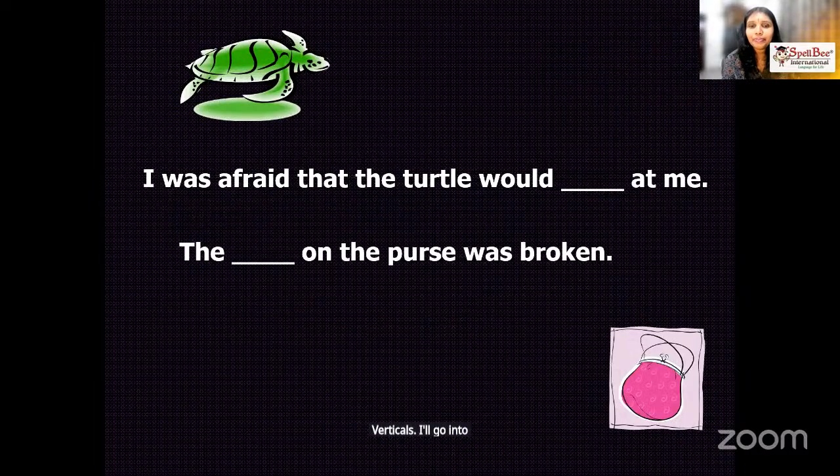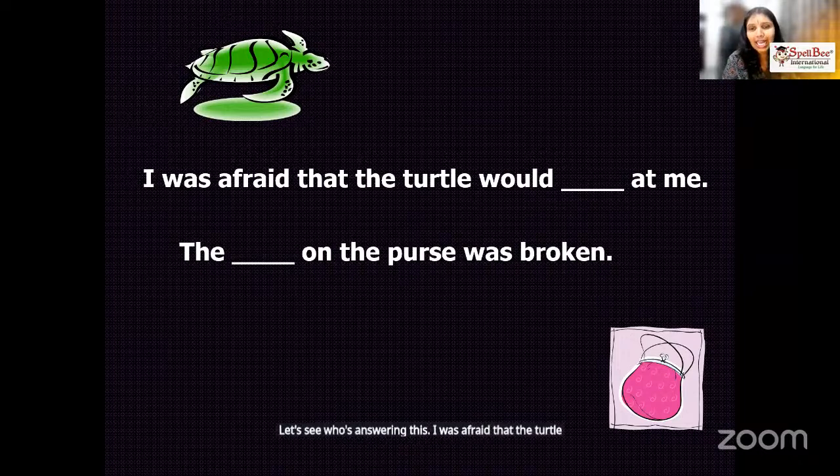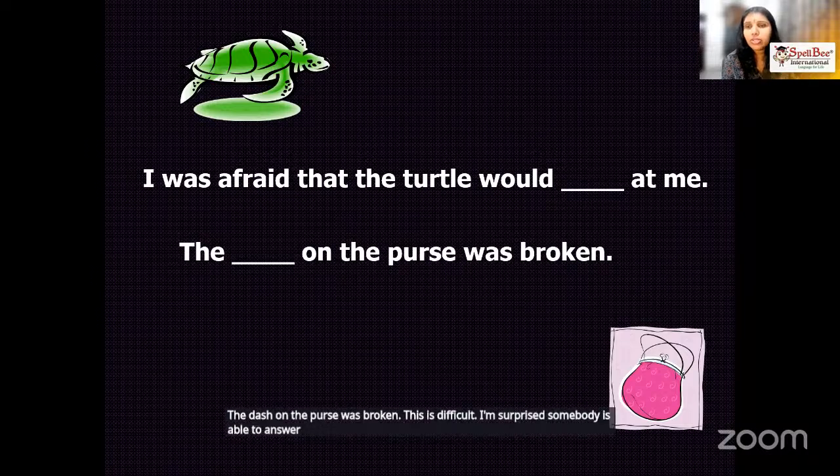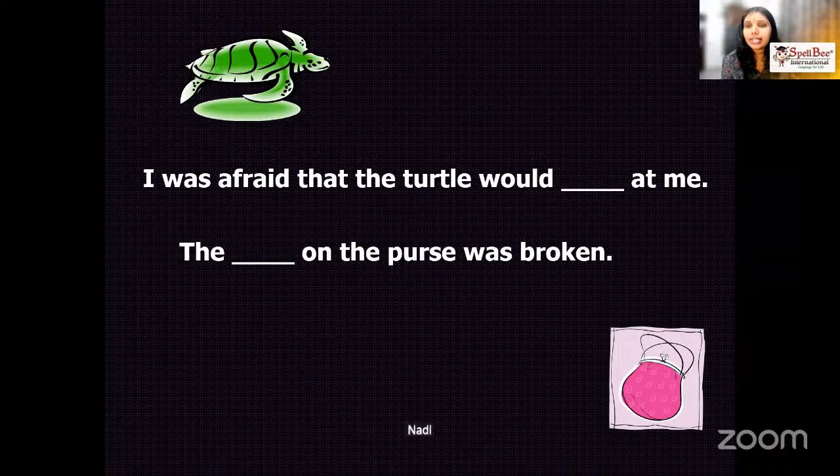Next one. Let's see who's answering this. I was afraid that the turtle would dash at me. The dash on the purse was broken. This is difficult. I'm surprised somebody is able to answer this quickly. Good job, Surikaran. Nidhi corrects. Elsa corrects. Sirius Red corrects. Sachi corrects. Aishani corrects. I'll tell you the answer.